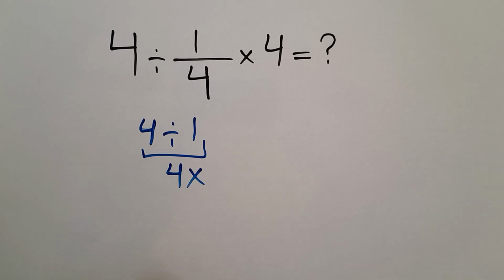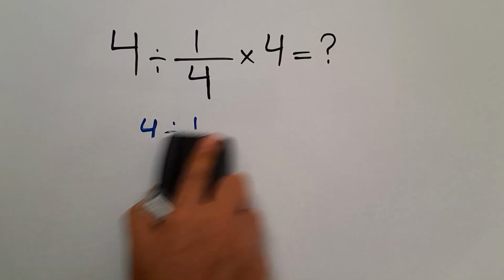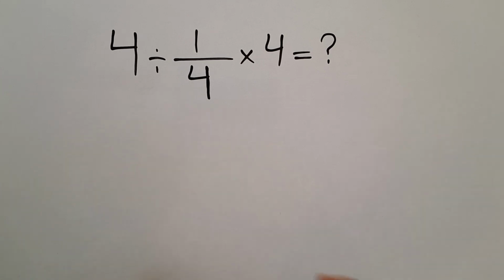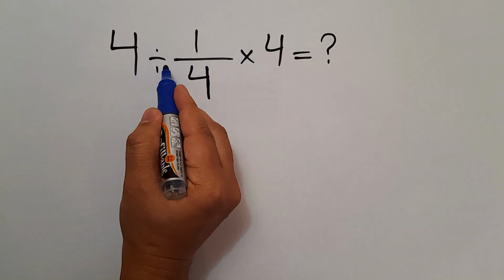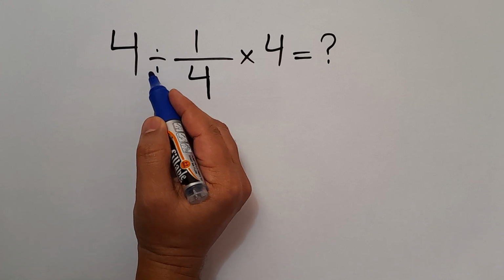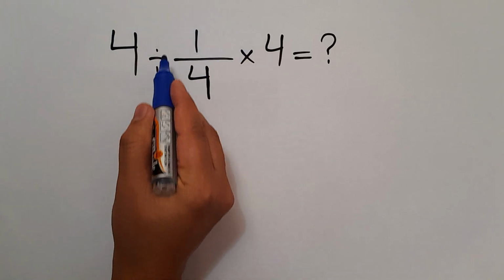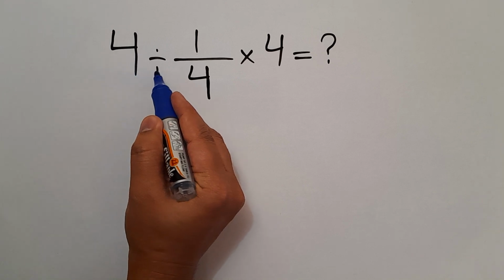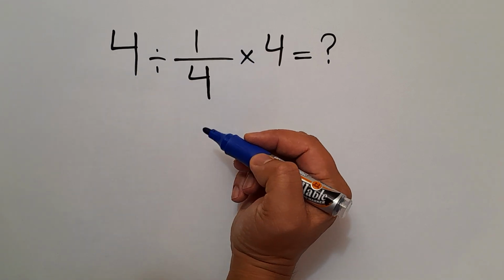But this answer is not correct, because multiplication and division have equal priority and we have to work from left to right. So first we have to handle this division, then this multiplication.